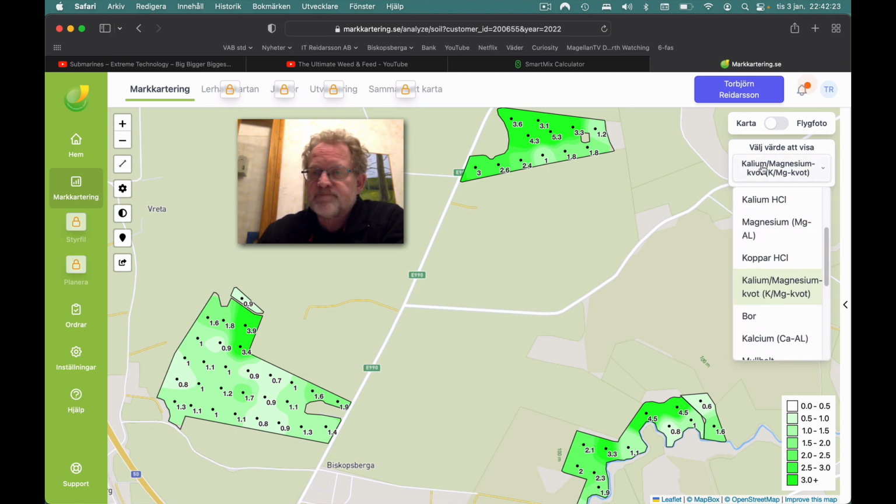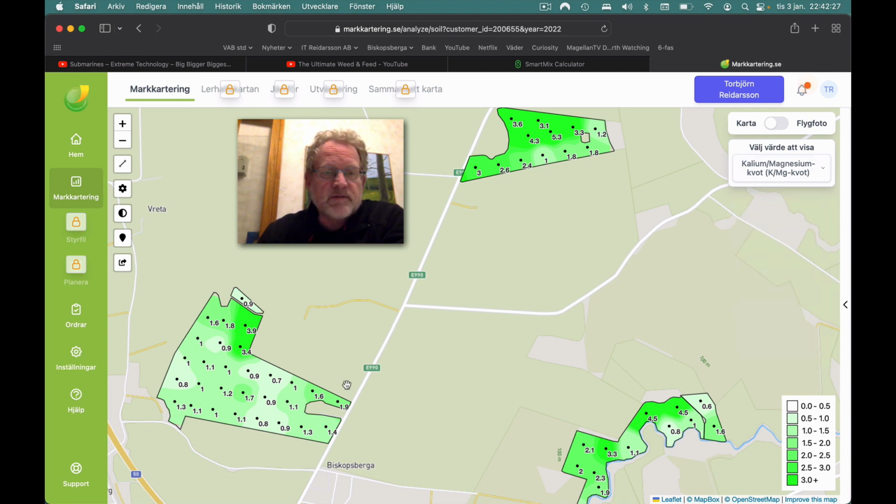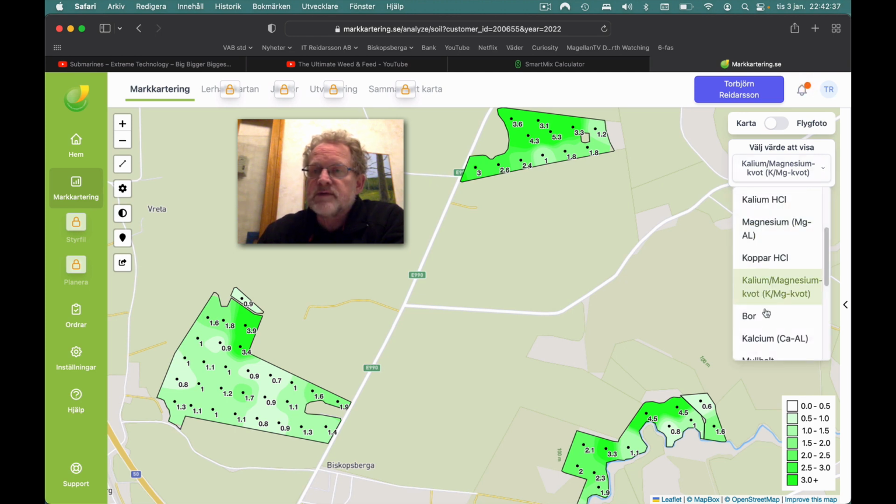biological also. So this is kind of a takeaway that maybe some potassium fertilizer will be needed on this field. Not so much on the other fields, based on the ratio, not really on the lack of potassium.